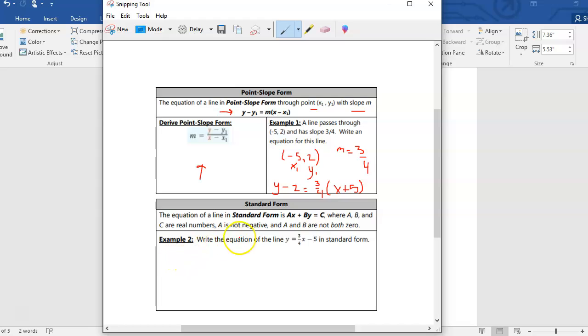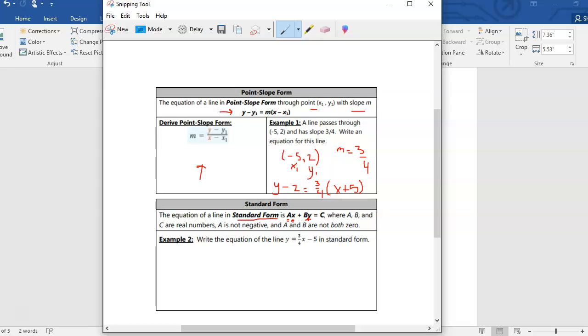It says the equation of the line in standard form. So another way we can see lines written is a form called standard form. And this is ax plus by equals c, where a, b, and c are real numbers, okay? A is not negative, so your first coefficient with x is not going to be negative. It's always going to be a positive value, and a and b are both non-zero. Obviously, if a and b were zero, we would not have the x and the y values, right? Because it would just zero them out.